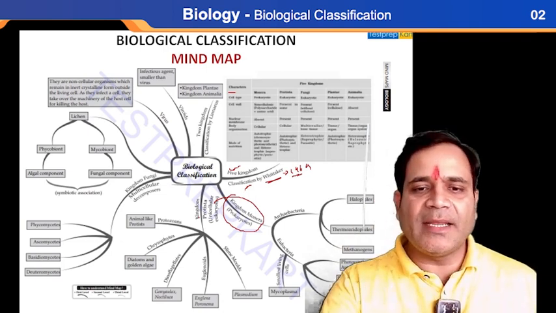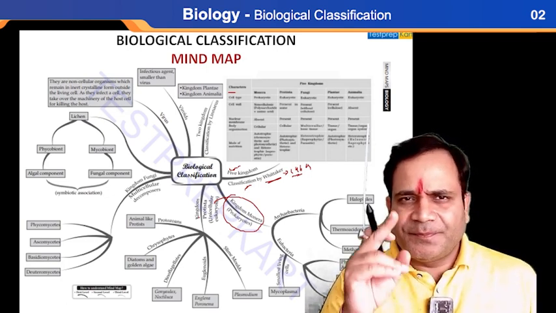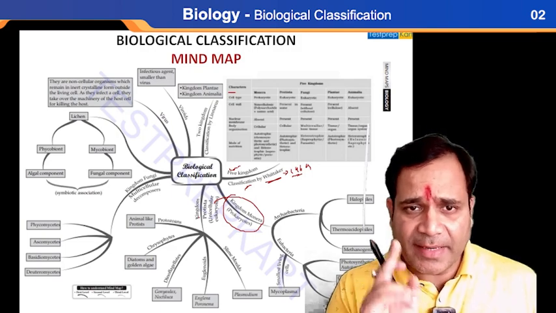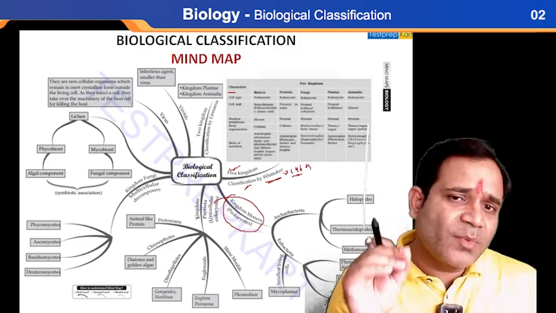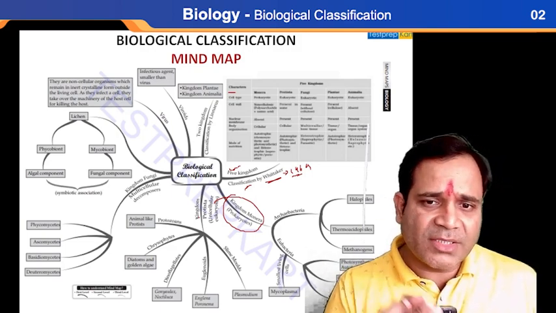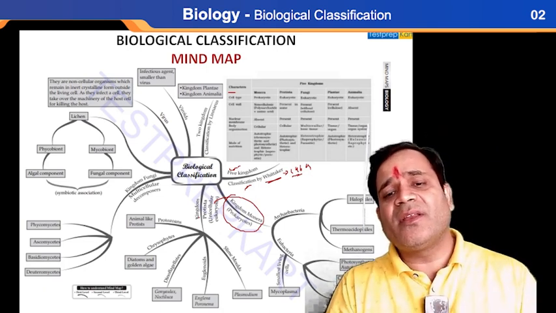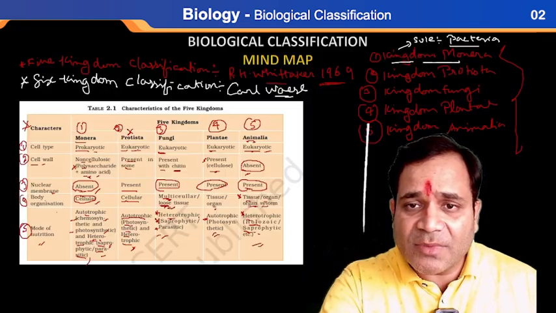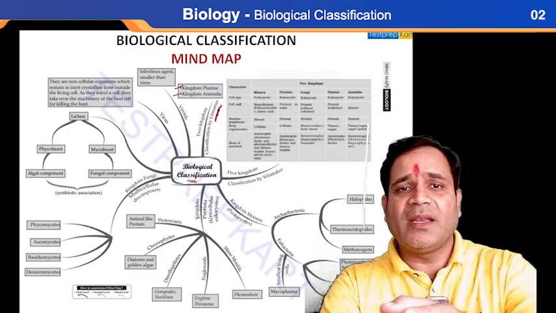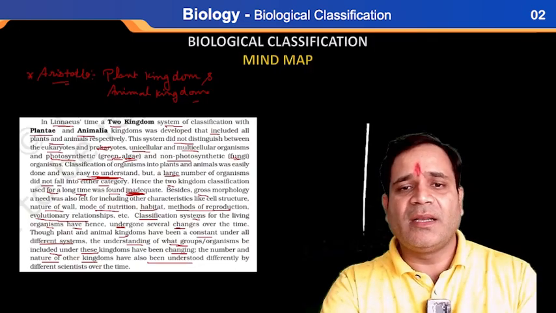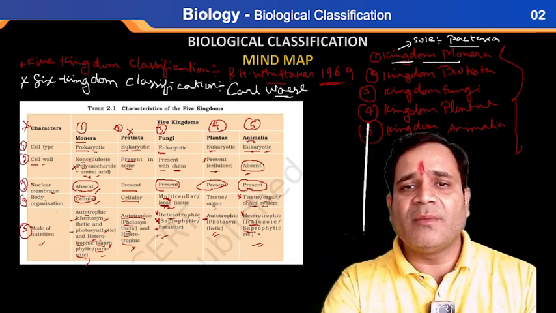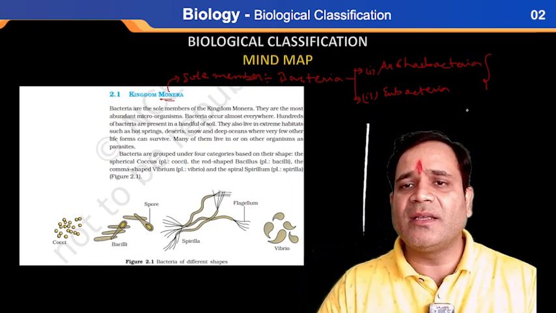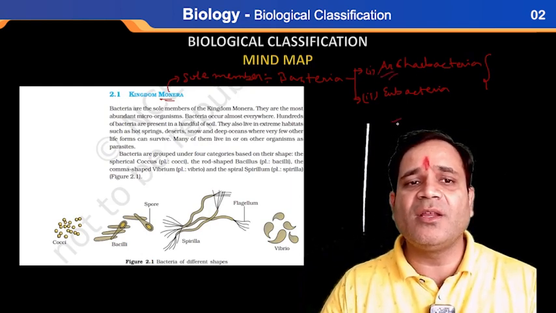Okay, let's see. Kingdom Monera, its sole member here is what? Bacteria, my dear. Yes or no? Yes. And you know that the bacteria is what? Prokaryote. Cell type is prokaryotic, just as I told. And further this bacteria we divide into two parts, that is Archaebacteria and Eubacteria. See this one thing I'm just telling here in this very part. See, Archaebacteria and Eubacteria. Here I have written Archaebacteria and Eubacteria.